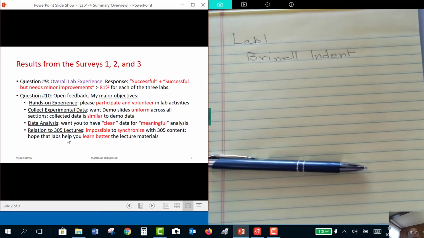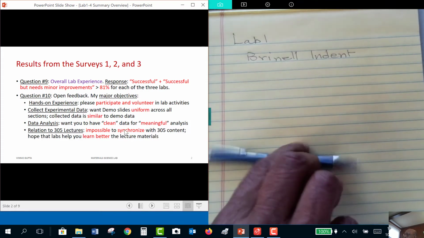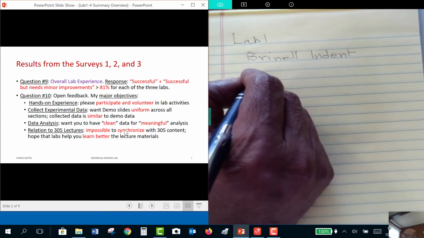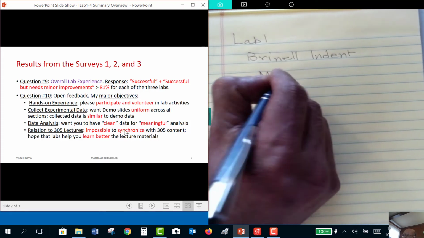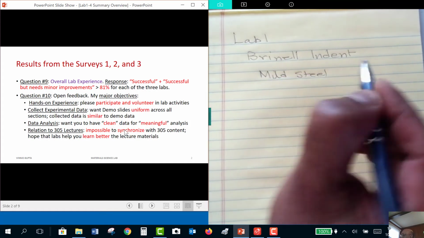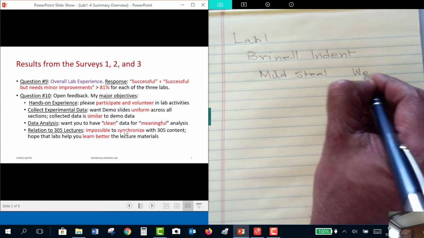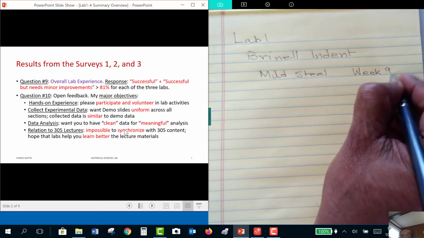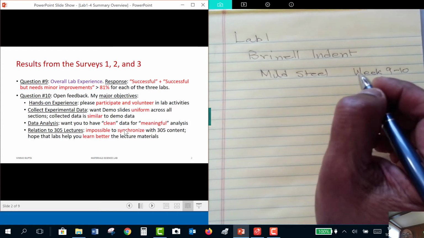Then one of the other comments was that the labs are not synchronized with 305 lectures. So you can see that it is impossible to synchronize it with 305 content. For instance, in the first lab, you worked with mild steel. Now to talk more about mild steel, your lecture covers it in something like weeks 9 through 10. You probably covered it last week.